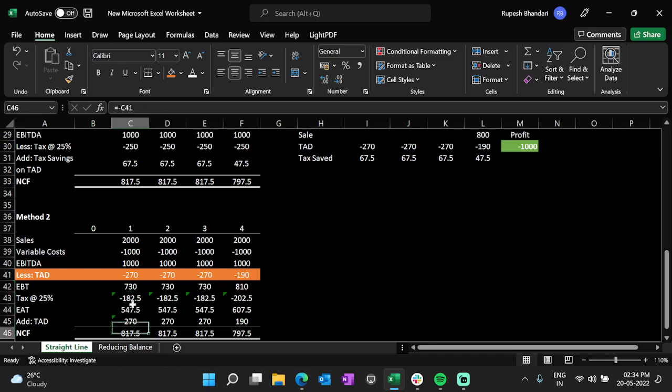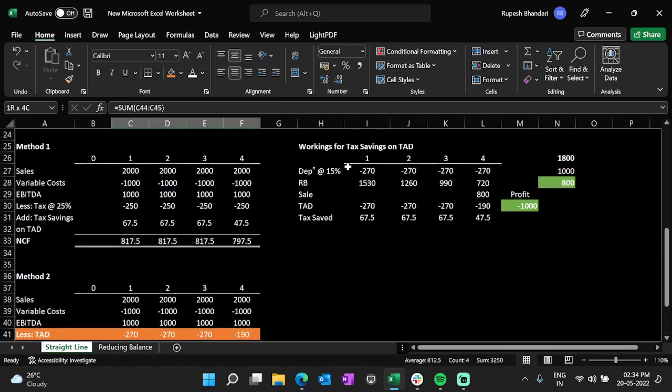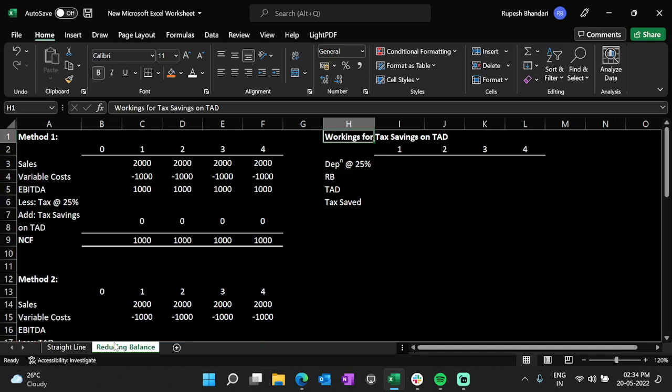Now you see the figures are same. In both methods you get the same thing. Okay, so it's as simple as that. Not so complicated, right? Very easy. So we go for the reducing balance method now. In this case also it's basically the same thing.